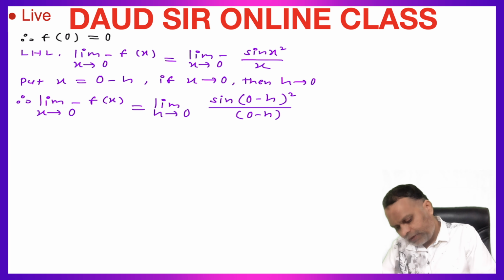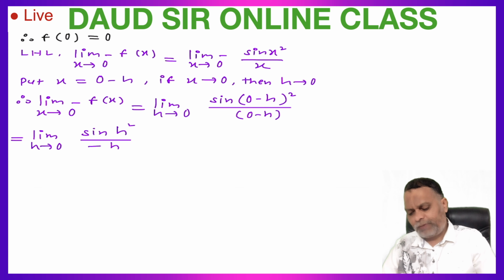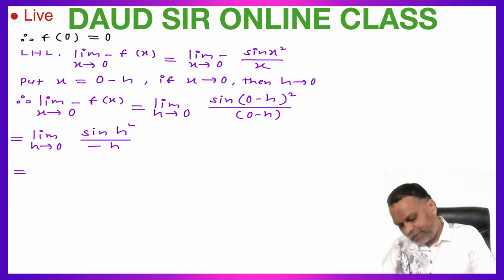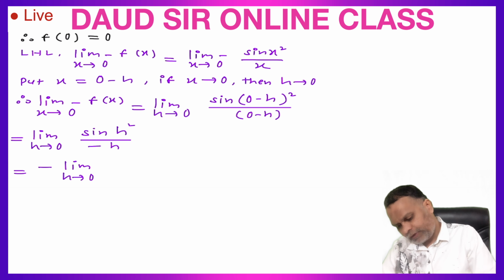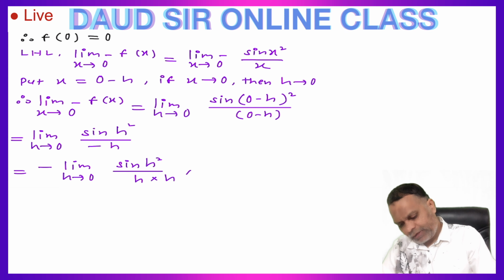Simplify this. Limit h tends to 0 sine h square upon minus h, since minus squared is plus h square. So write this minus sign outside the limit. Limit h tends to 0 sine h square upon h. For making the limit, here angle is h square, so it should be h square below, so multiplying and dividing by h, so h into h.